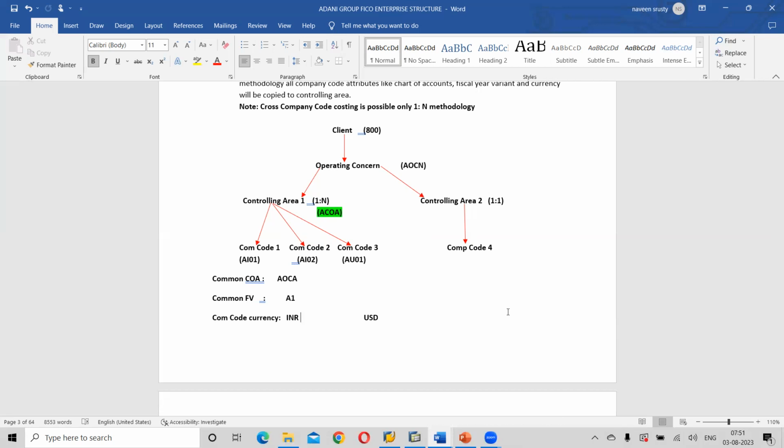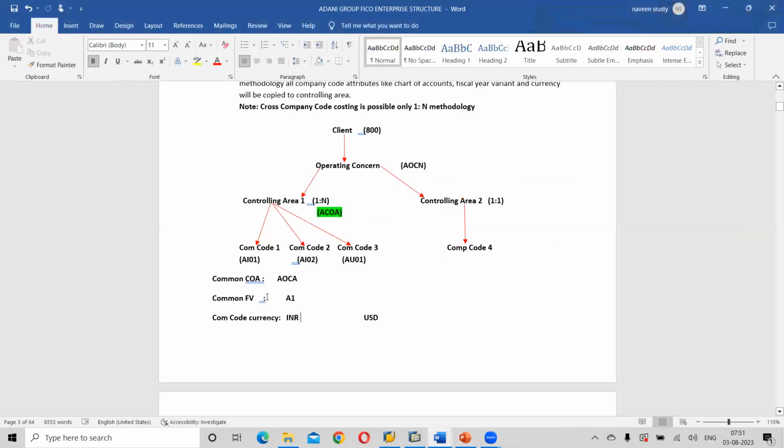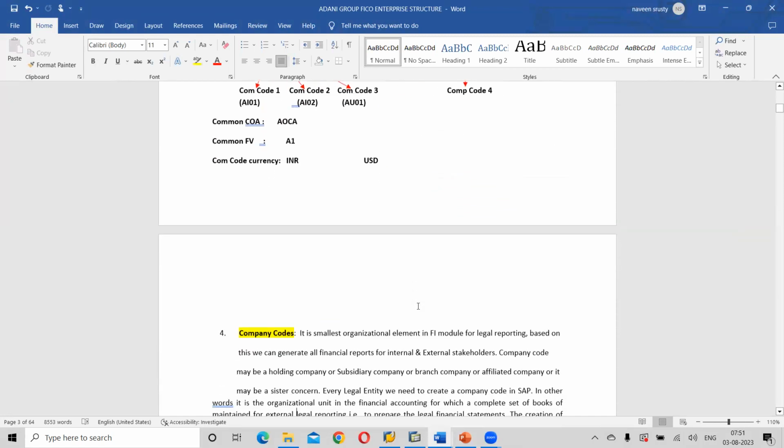So this is about your controlling area and operating concern. Tomorrow, in tomorrow's session, we will see the other steps, like company code and other credit control area, financial management area, profit center standard hierarchy and all those things. That's the reason our pace will go a little slower. And I'll share this document after tomorrow's session, once we complete it. Thank you all.